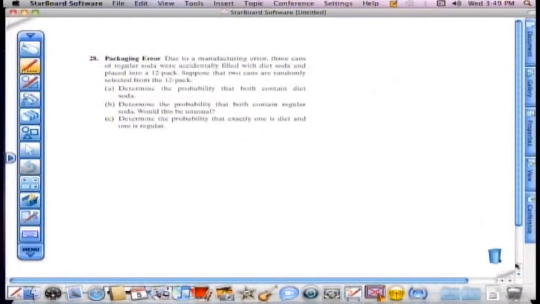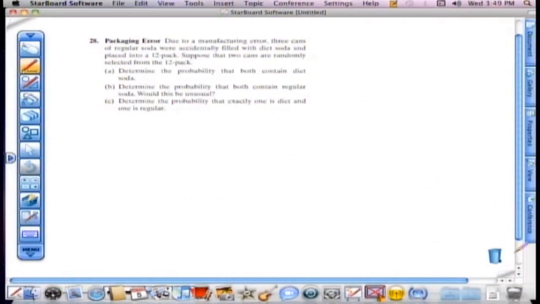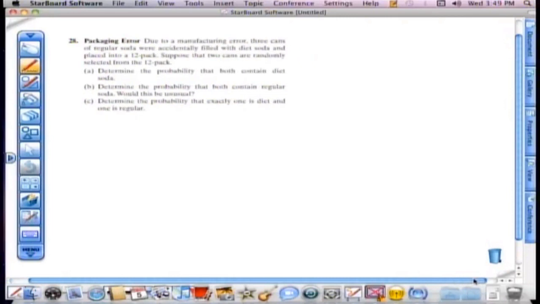Okay. Here's another example. Due to a manufacturing error, 3 cans of regular soda were accidentally filled with diet soda and put into a 12-pack. Suppose that 2 cans are randomly selected from the 12-pack. So we have a 12-pack, right? So we have 12 cans of soda. 3 are accidentally filled with the diet, heaven forbid. And then 9 would be regular.